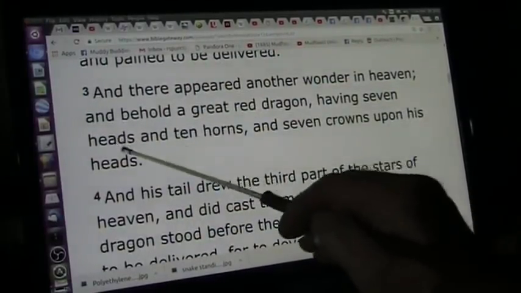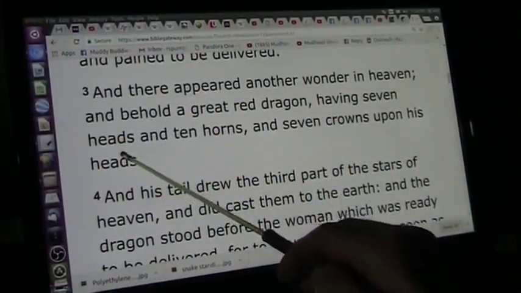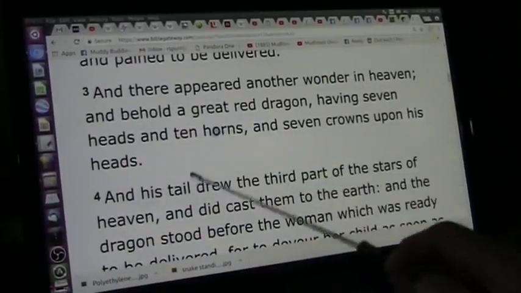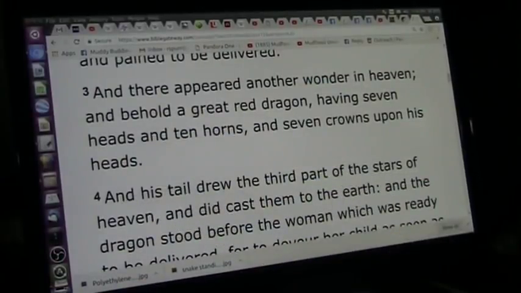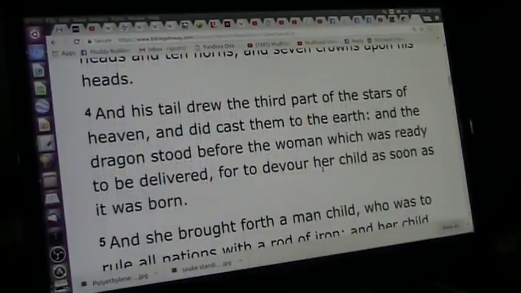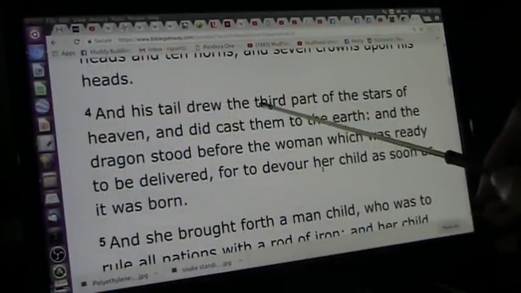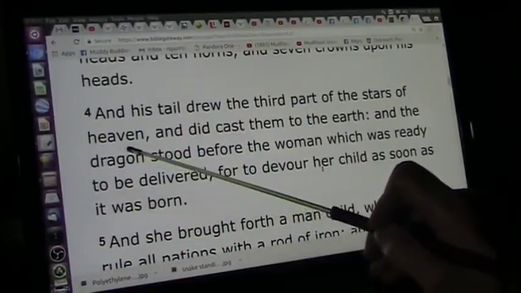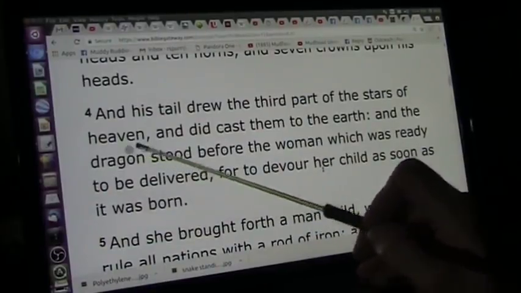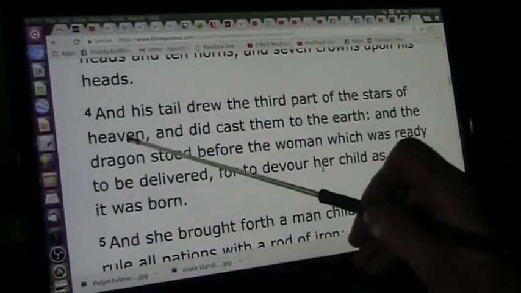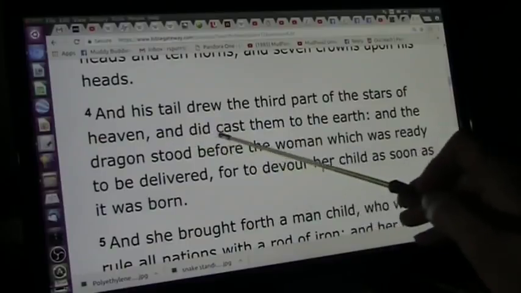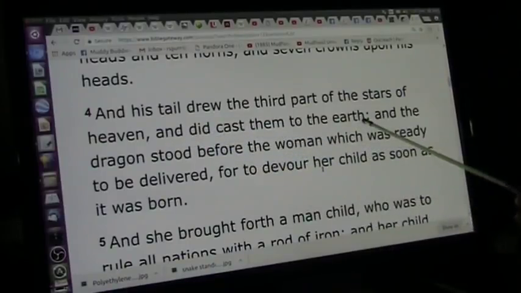There are some other heads and things on him, we have found. This may not be the dragon, but it may be. Now listen to this, and remember what the chief said. His tail drew the third part of the stars of heaven. That's the 200 watchers, the 200 angels out of the 600. 1/3 of the stars. Exactly what the chief said. And did cast them to the earth, where they became statues, the chief said.